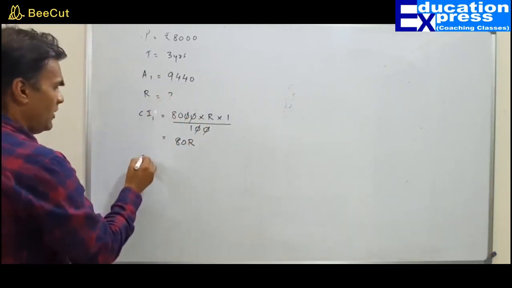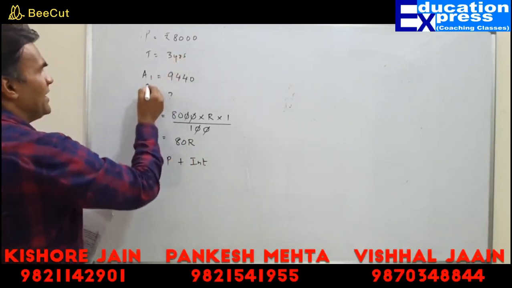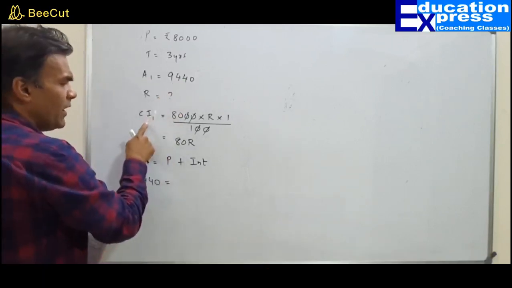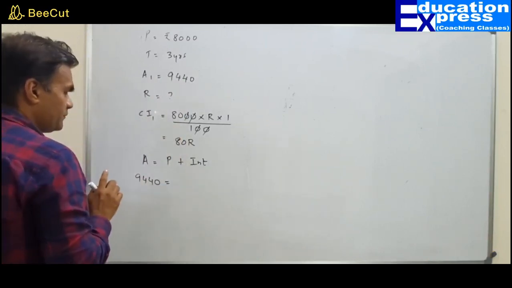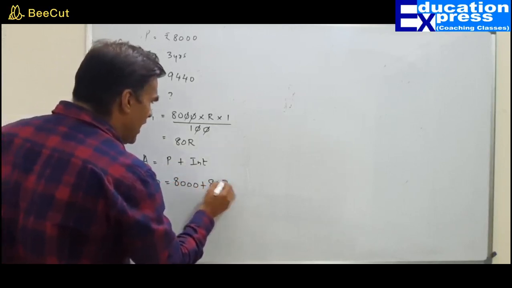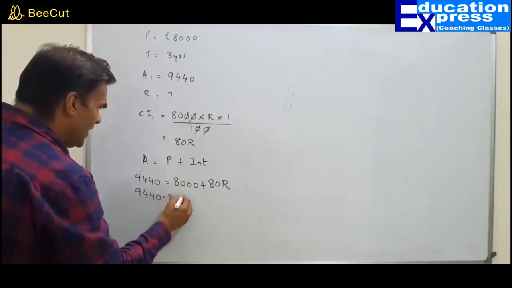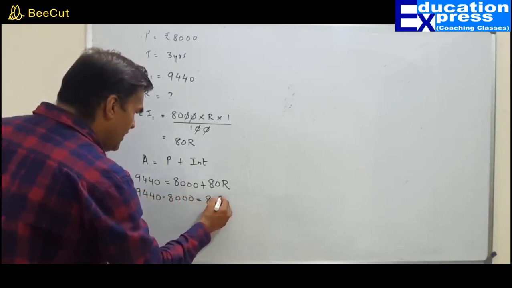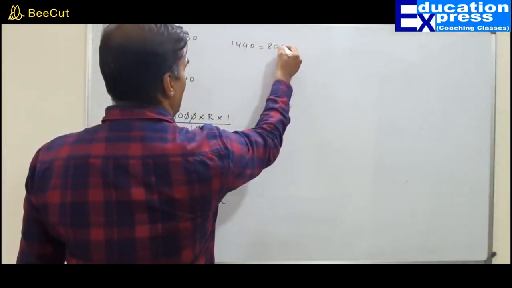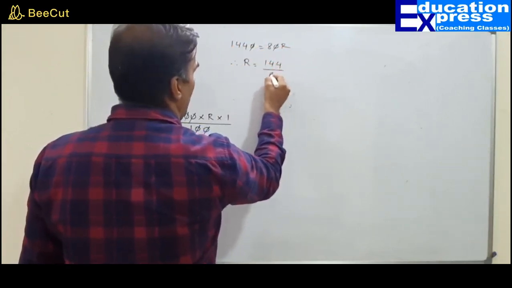What is the amount? Amount is defined as principal plus interest. Amount at the end of 1 year is 9440. Because this is the amount at the end of 1 year, I have included interest only for 1 year. Principal 8000 plus interest 80R. Can we shift this 8000 on this side? 9440 minus 8000 will give you 80R. So 1440 equals 80R. Therefore, R equals 144 upon 8.